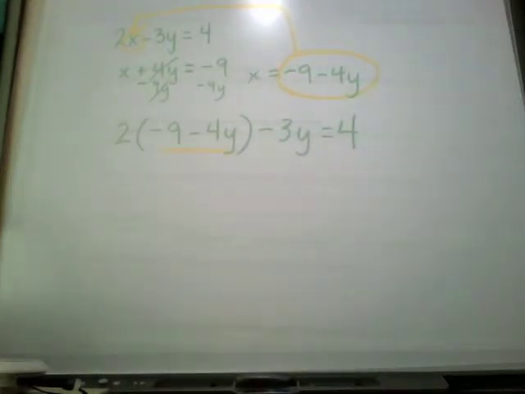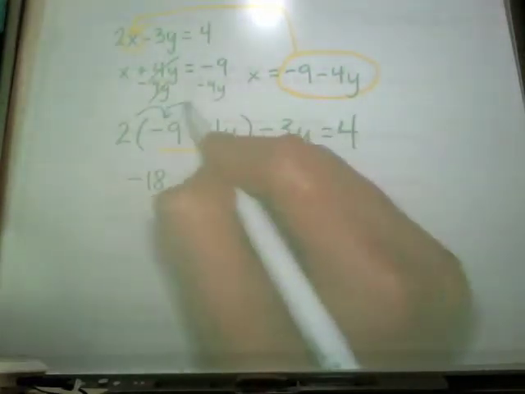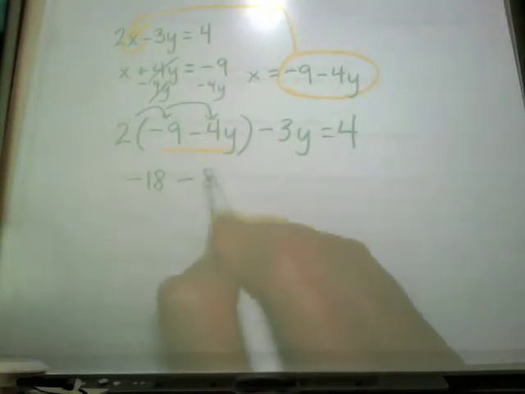So I guarantee you when we start looking back at chapters 1, 2, 3, you're going to be like, oh my gosh, this is so easy. How did I not get A's on everything we did? Because we've been using a lot of those skills throughout this year, like the distributive property. 2 times -9, -18. 2 times -4y, again a negative, -8y.